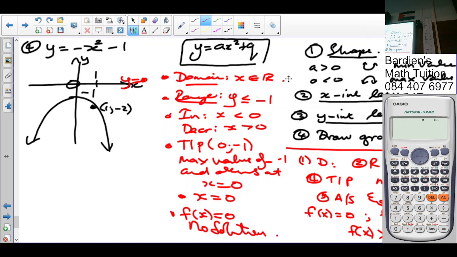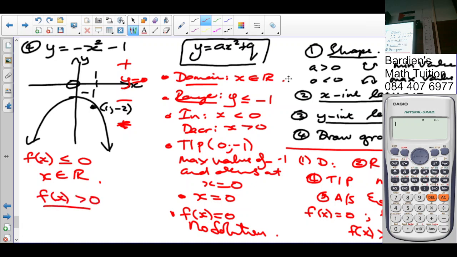Okay. Then, where's f of x less than or equal to 0? What do you notice about it? Is there any part of this graph under the y is equal to 0 line? Yes, the whole graph. So what do I write? X is an element of real numbers. Where's f of x more than 0? Nothing. No solution.